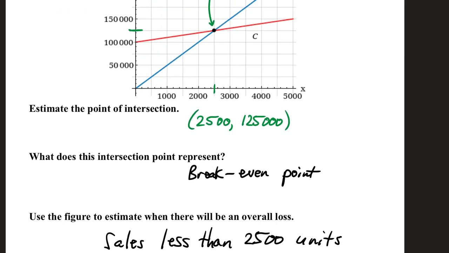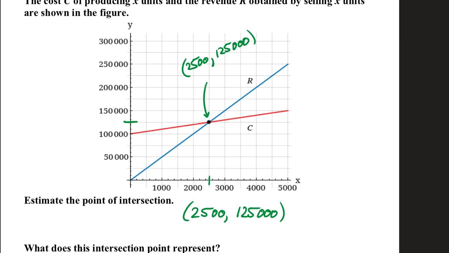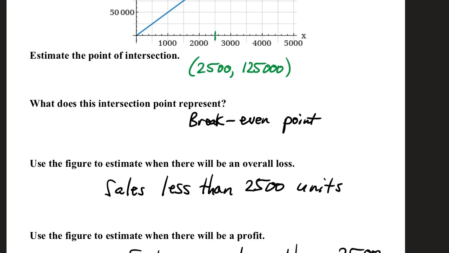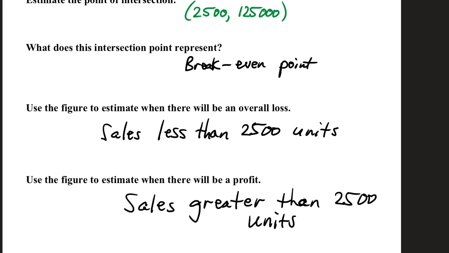So I'm going to scroll back up. Revenue is more than cost after 2,500 units are sold. There's going to be a loss because the cost outweighs the revenue before you get to, or less than, 2,500 units sold. So it really does revolve around the break-even point. Overall loss is when sales are less than 2,500 units. Profit when sales are greater than 2,500 units.